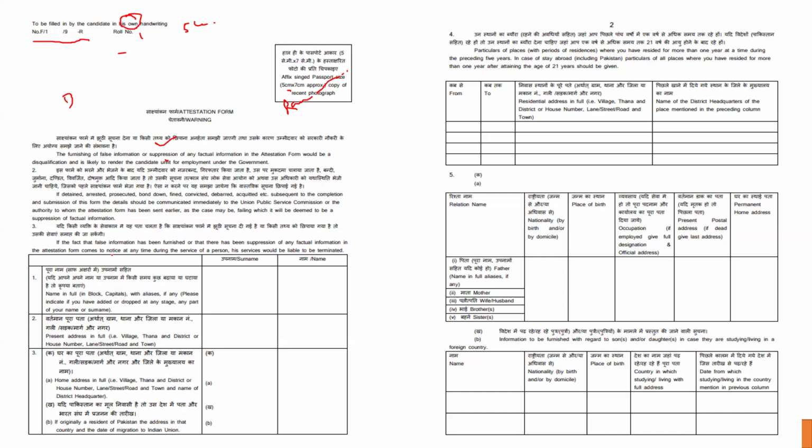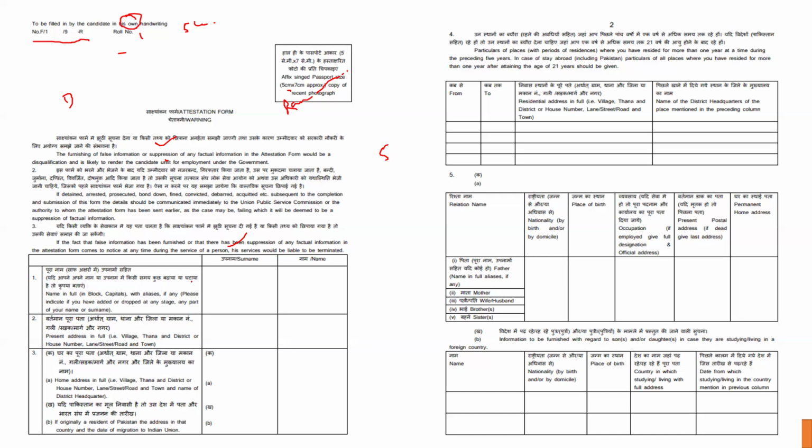If the fact that false information has been furnished or that there has been suppression of any factual information in the attestation form comes to notice at any time during the service of a person, his service would be liable to be terminated. So these are the conditions, obviously. And obviously, I will give you the link of this form in the description box. You can download it directly from UPSC. I will give the same link, so you can download.